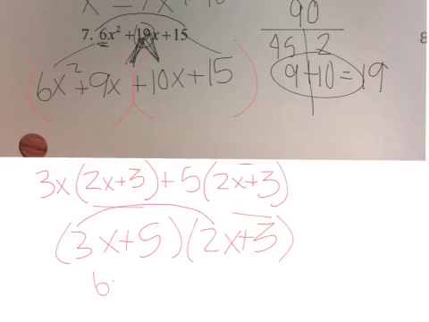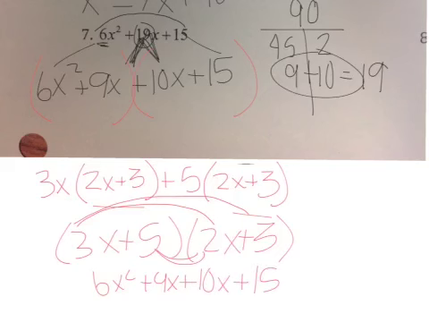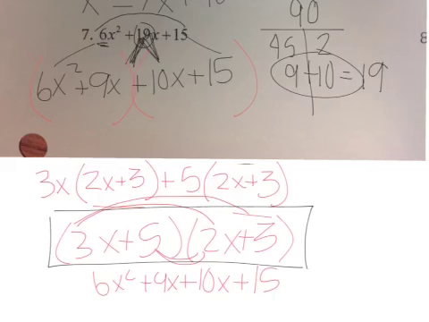3x times 2x is 6x squared, times 3 would be plus 9x. Oh, I didn't write that x down there. So plus 9x, and then the 5 times 2x would give me 10x, and then plus 5 times 3 is 15. If I combine those middle terms, I'll get 19x. So I know I did it right. So my final answer is 3x plus 5 times 2x plus 3.